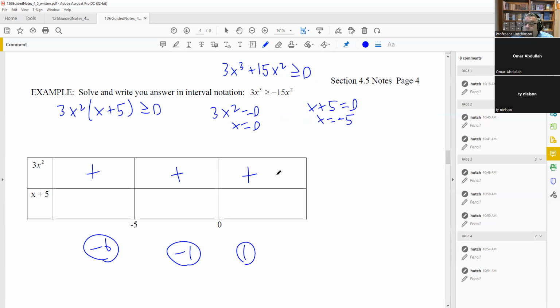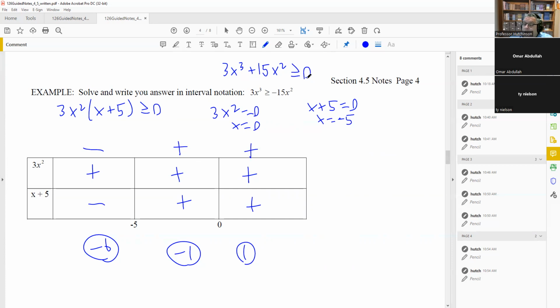Okay, so this whole row is going to be positive because when you square something, you're only going to get a positive number. So all these are going to be positive. No matter what number I put in there, if I square it, it becomes positive. Now this makes a difference here. -6 plus 5, that's negative. -1 plus 5 is positive, and 1 plus 5 is positive. All right, so the table is filled in. And so now I want to put across the top what the sign configuration is going to be. I get a negative, positive, positive here.